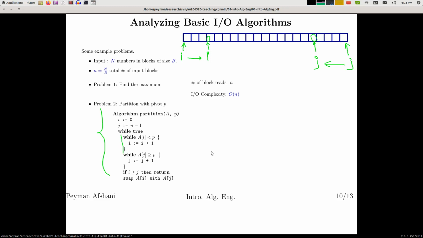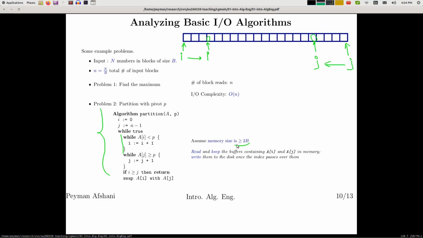Basically, we just need to be a little bit careful. We need a slightly stronger assumption compared to finding the maximum. In other words, we need to assume that the memory size is at least 2 times b. In other words, the memory can have at least 2 blocks. Typically, all these assumptions are quite harmless, because we can assume that the memory can at least have a constant number of blocks in it. That's always a safe assumption.